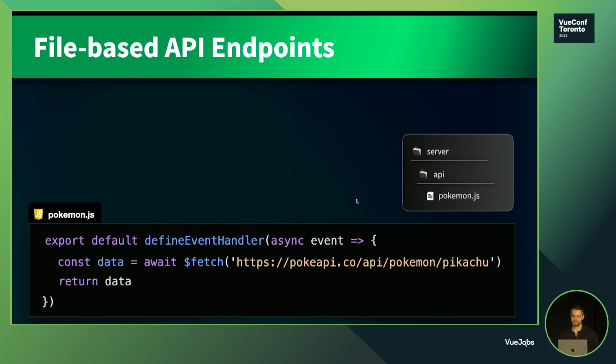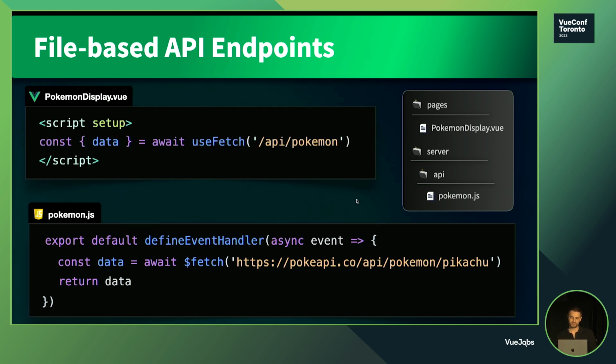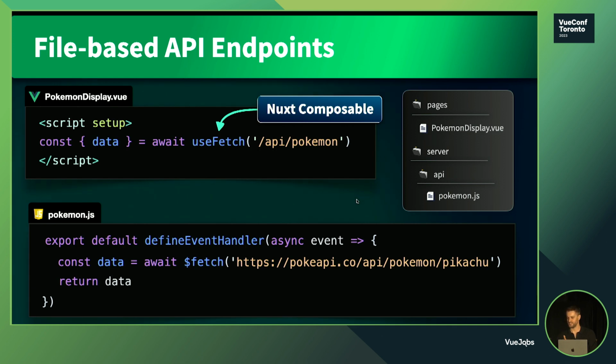Notice how we're using fetch. This is a built-in Nuxt method that can make HTTP requests both on the client and the server. So now from within a component, we can simply call useFetch on that endpoint like so. So really nice and clean way to do so. And as you can see, we're targeting that API folder and the file within it in the parameter of the useFetch.